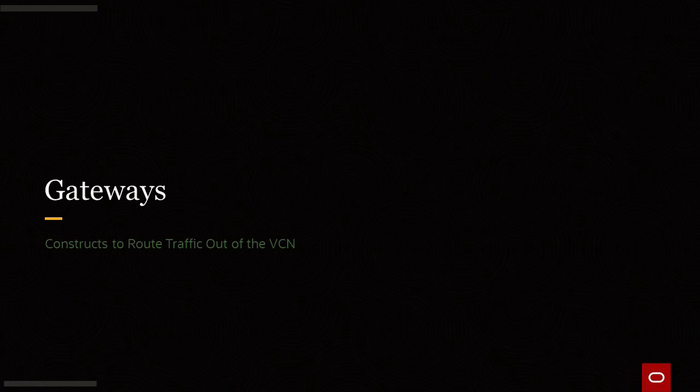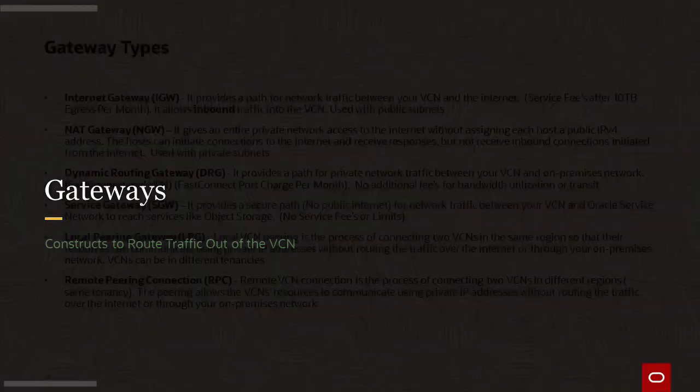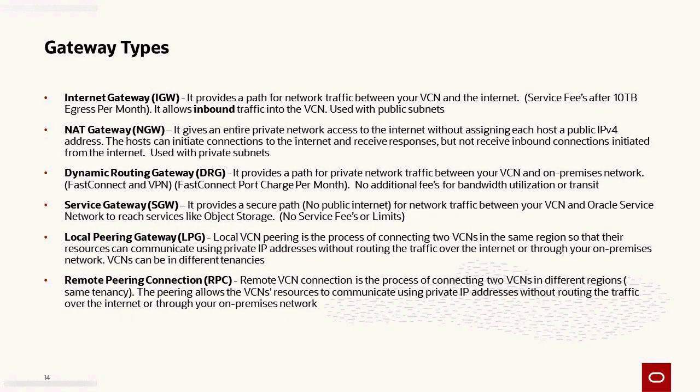Now let's learn more about the network gateways on OCI. A gateway is a network component that allows data to flow from one network to another. Gateways serve as network entry and exit points, as all data outside a network must pass through it. Here, we have a quick intro of each gateway. First, we will start with the Internet Gateway. Then I will explain the NAT Gateway, Dynamic Routing Gateway, and Service Gateway. Then we will continue with peering gateways in OCI.